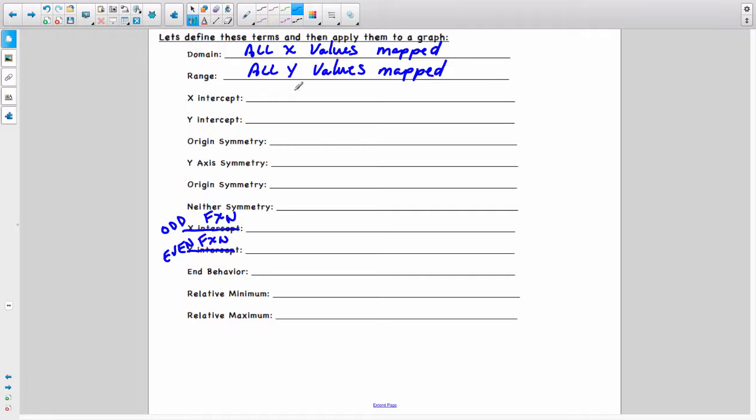The x-intercept. This occurs where the function is equal to 0. It's where it crosses the x-axis. The y-intercept is what happens when x is 0. That's pretty cool. So if you put 0 into the function, that will give you the value of your y-intercept.